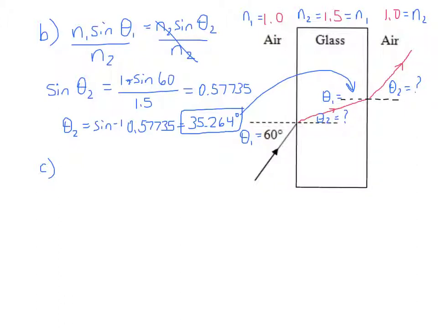So you could set up Snell's law again. N1 sine of theta 1 equals N2 sine theta 2, and if you solve this equation for theta 2 the exact same way we solved the one above, you would find that theta 2 turns out to be exactly 60 degrees. The same angle that the beam entered the glass with.